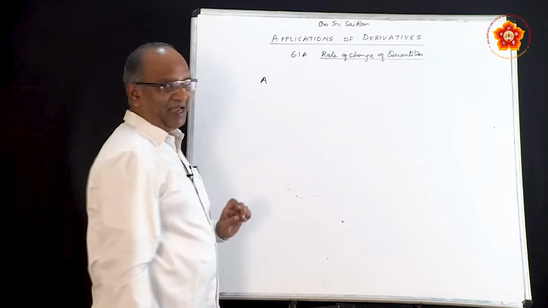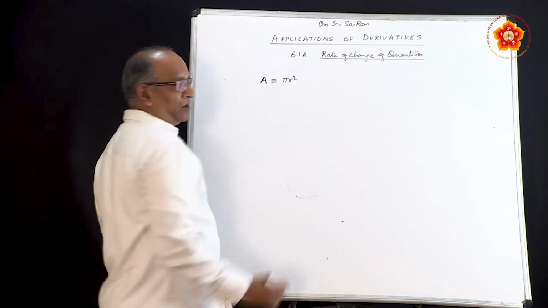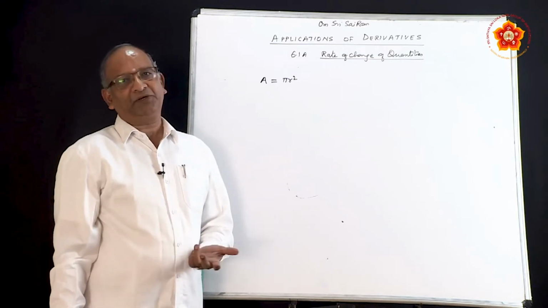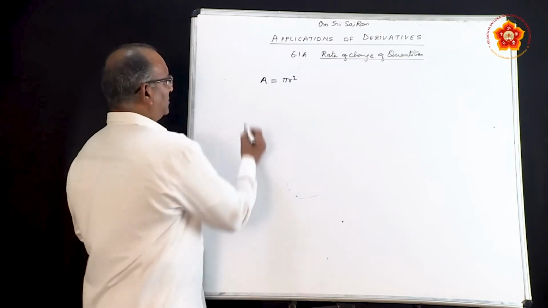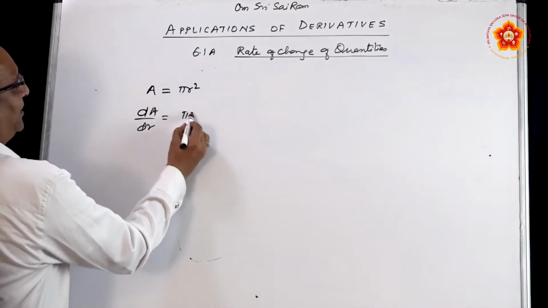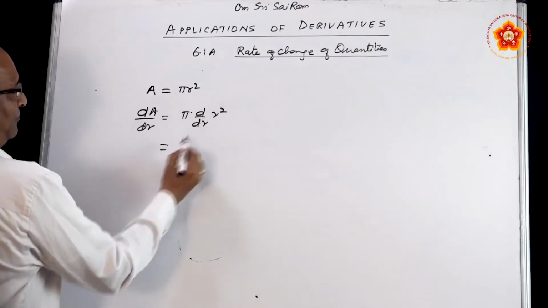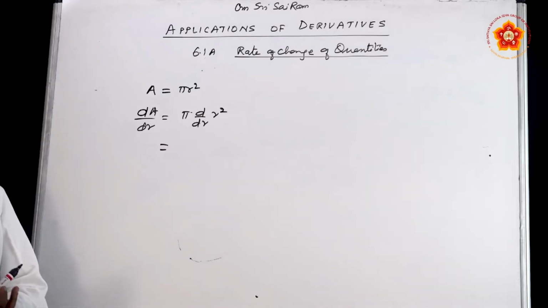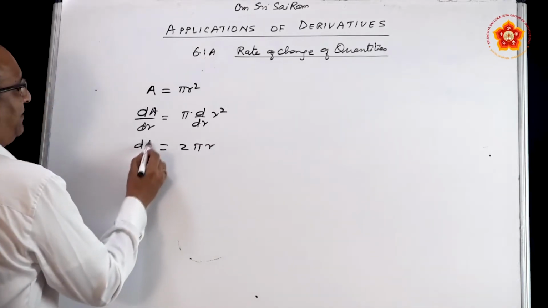The formula for area of circle is given by A equal to pi r square. He is asking us to find out rate of change of area with respect to radius. So, differentiate both sides with respect to radius r. So, it is dA by dr is equal to pi being a constant, put it outside, it is d by dr of r square. What is d by dr of r square? It is same like d by dx of x square, that is 2x, here it is 2r, so we get 2 pi r. This is dA by dr.